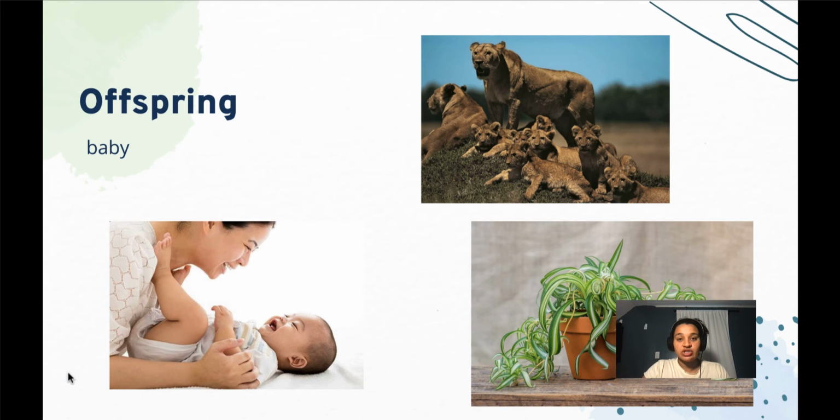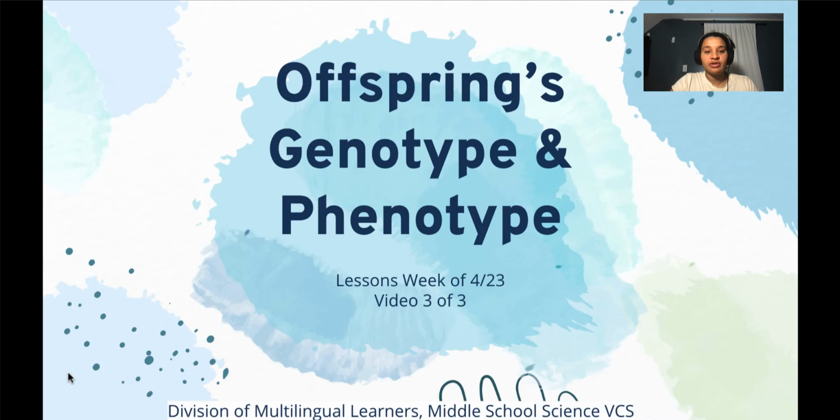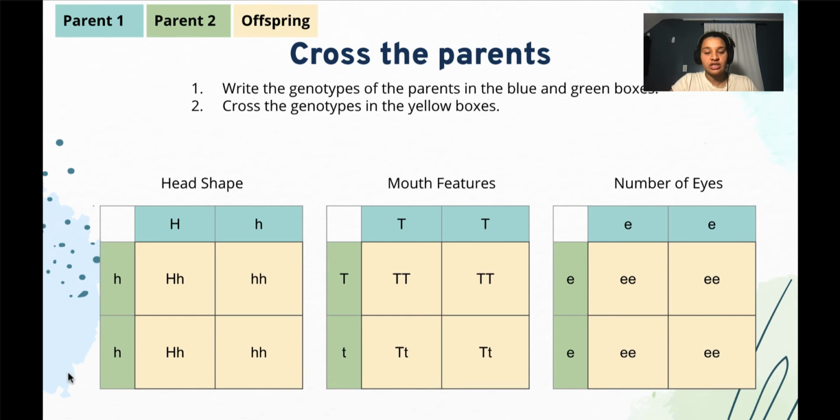So offspring, this is a word that we discussed in our previous lesson, but offspring is just a fancy word for baby. So last lesson, you determined the potential genotype of your monster offspring. You did this by crossing the genotypes of parent number 1 and parent number 2 in a Punnett square. Your Punnett squares should look like this. Your genotypes may be a little bit different, but you should have all of the boxes filled in with different letters.